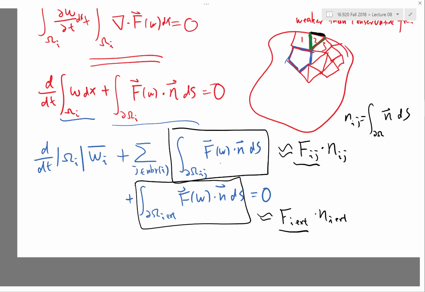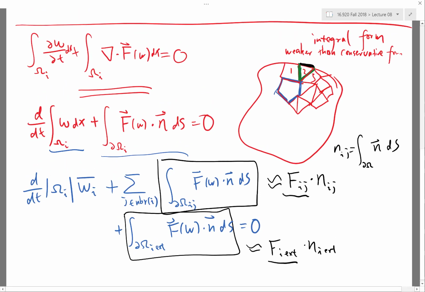But before we go there, any other questions on this derivation? This is basically the derivation of a general form of finite volume. No matter what kind of finite volume you do, it's exactly the same. Different finite volume methods are just different ways of approximating these fluxes F_ij and F_i exterior. Right, no questions?